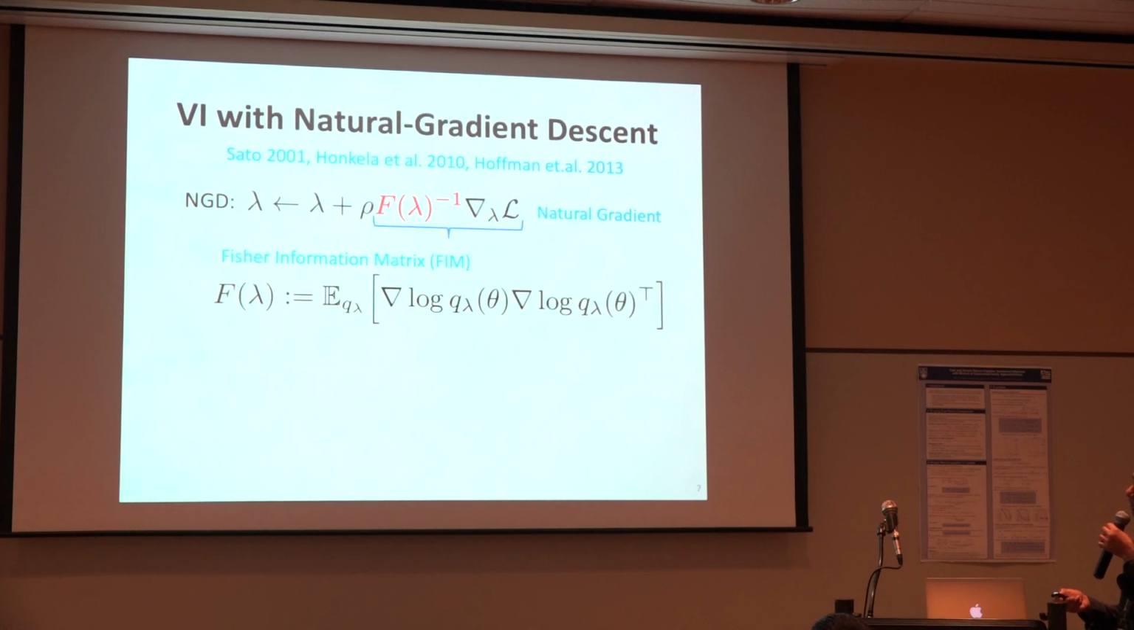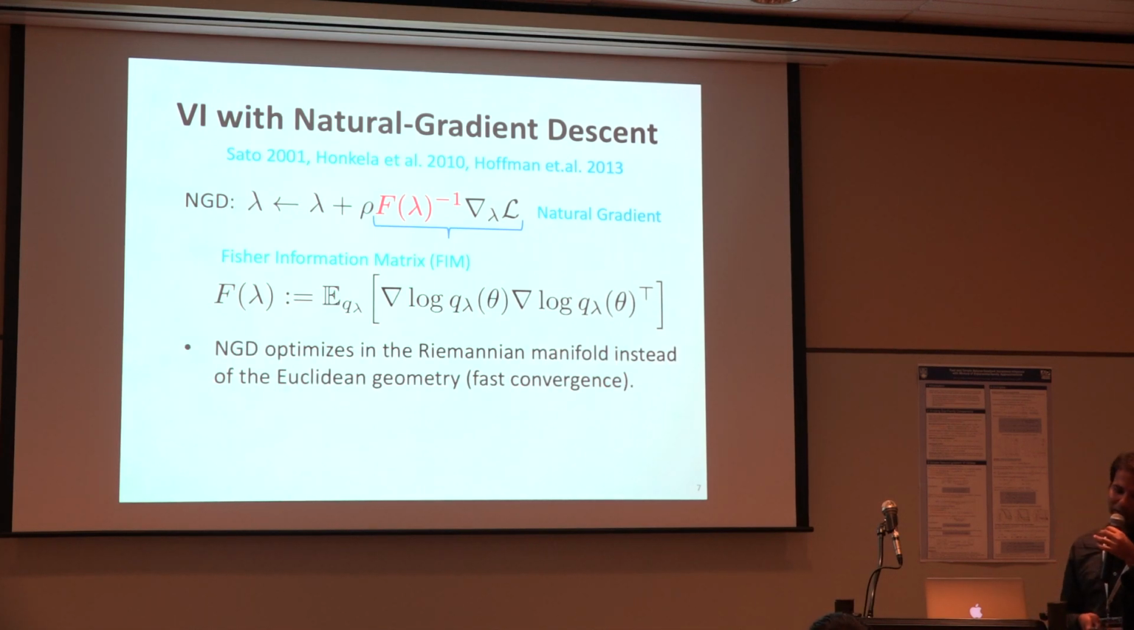All right, so natural gradient descent is slightly different. In natural gradient descent, you're preconditioning the gradient with the inverse of the Fisher information matrix of your variational approximation. As a consequence of this preconditioning, natural gradient descent optimizes in a Riemannian manifold instead of a Euclidean space. So when you're taking steps, you're measuring the distance between these steps not simply, as in Euclidean space, by measuring the distance between the parameters individually.